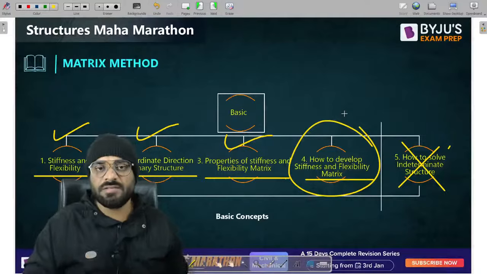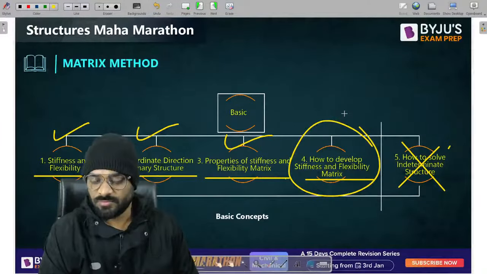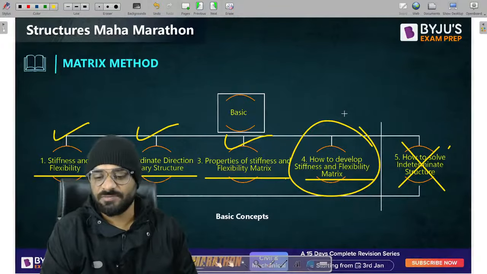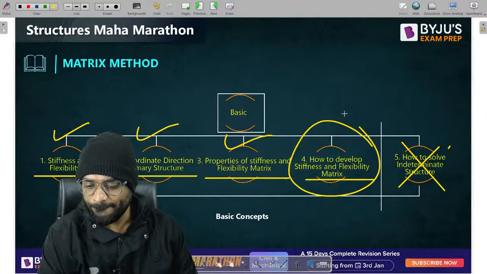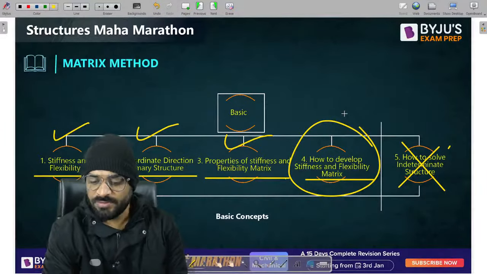Can you do it guys? How to develop the flexibility and the stiffness matrix? Can you do it? You just have to revise a single thing, right? By your own. Yes, okay, sure.